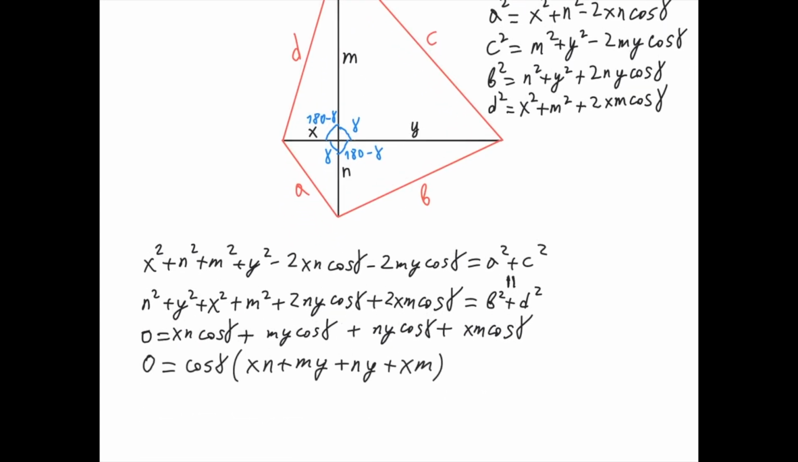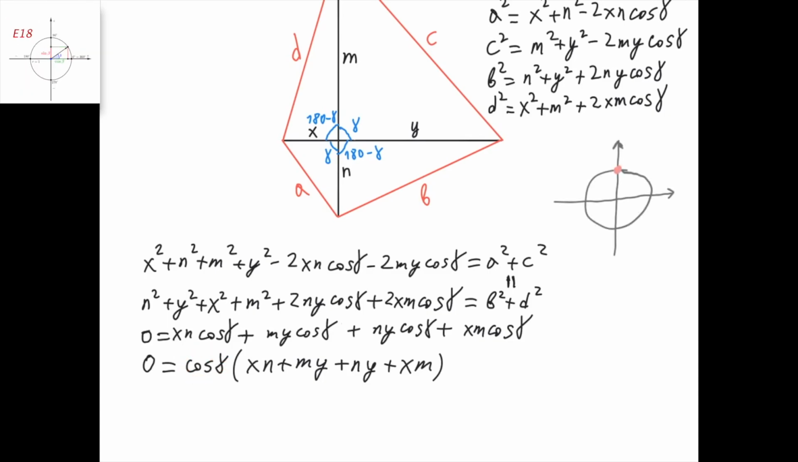We can rewrite the equality like this by taking cosine gamma and putting it in front. And then either cosine of gamma has to be 0, or the expression in the parentheses has to be 0. But the expression in the parentheses is obviously positive because each of the letters represents a distance, and distances are always positive, and therefore cosine of gamma must be 0. Therefore, the only option for gamma is to represent 90 degrees, which corresponds to this point on the circle.